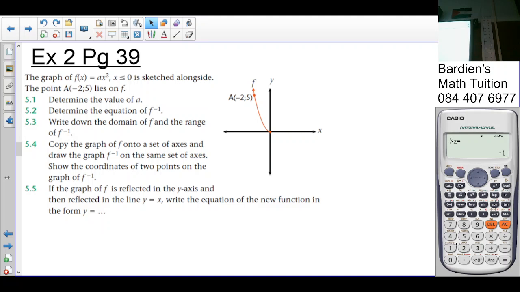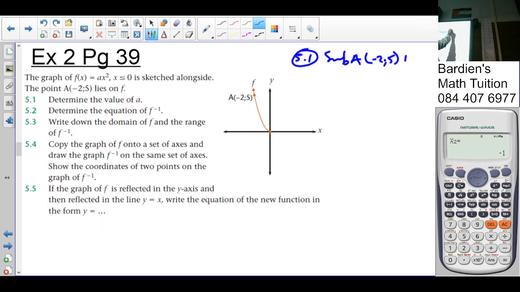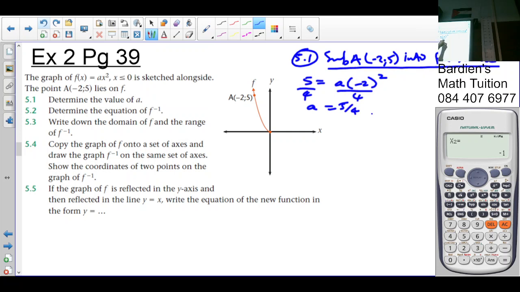So how do we determine the value of a? We're going to substitute the point (-2, 5) into f of x equals ax squared. So that would simply be 5 is equal to a times negative 2 squared, which is 4. Divide by 4 on both sides, so a is 5 over 4. The equation of f of x is then f of x equals 5 over 4 x squared.